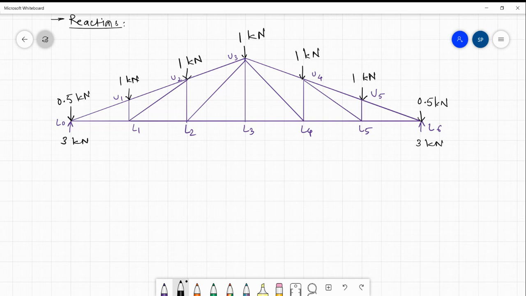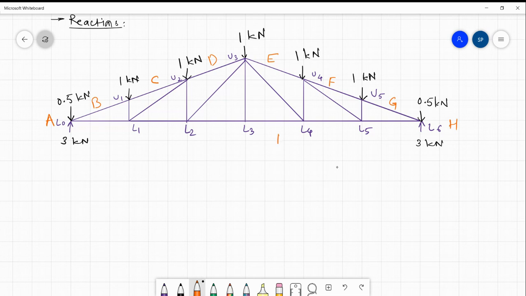For graphical representation, as discussed just now, you will need to introduce Bow's notation first. Then you have to select a particular scale. So here we will start by introducing Bow's notation, starting with this end panel point. Let's say Bow's notation here is A. So A to B is this point load of 0.5 kilonewton, then B to C is 1 kilonewton, C to D again 1 kilonewton, then D to E, E to F, F to G, and G to H. Now for the support reaction at L6, again there have to be two Bow's notations.